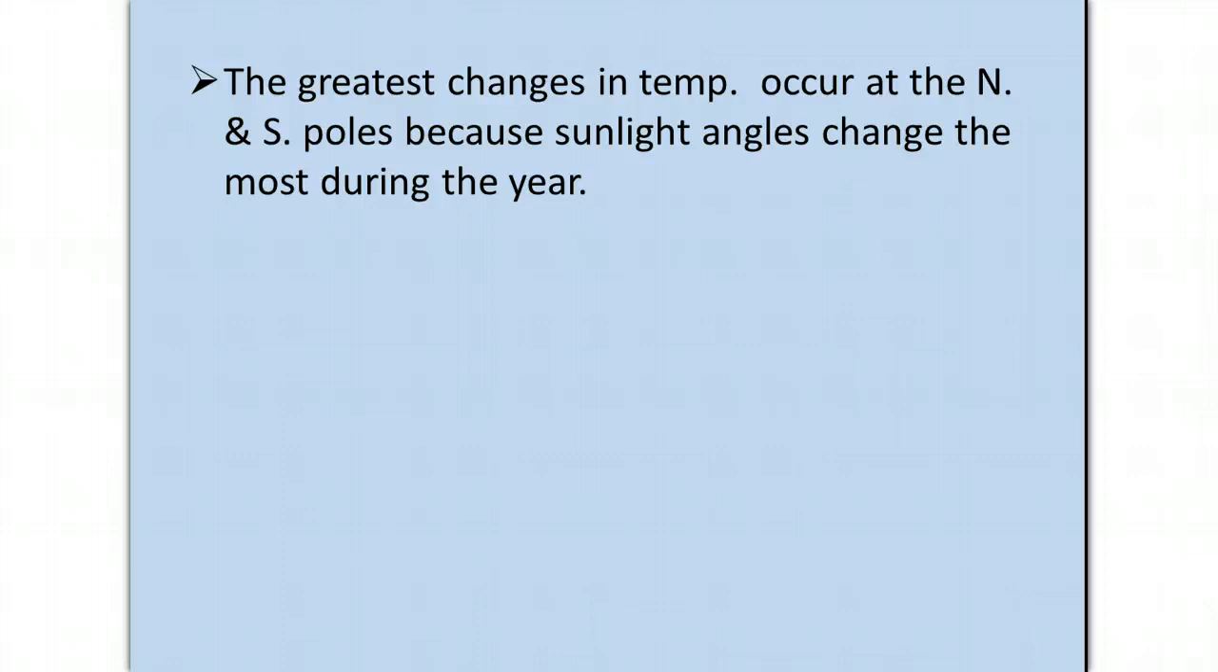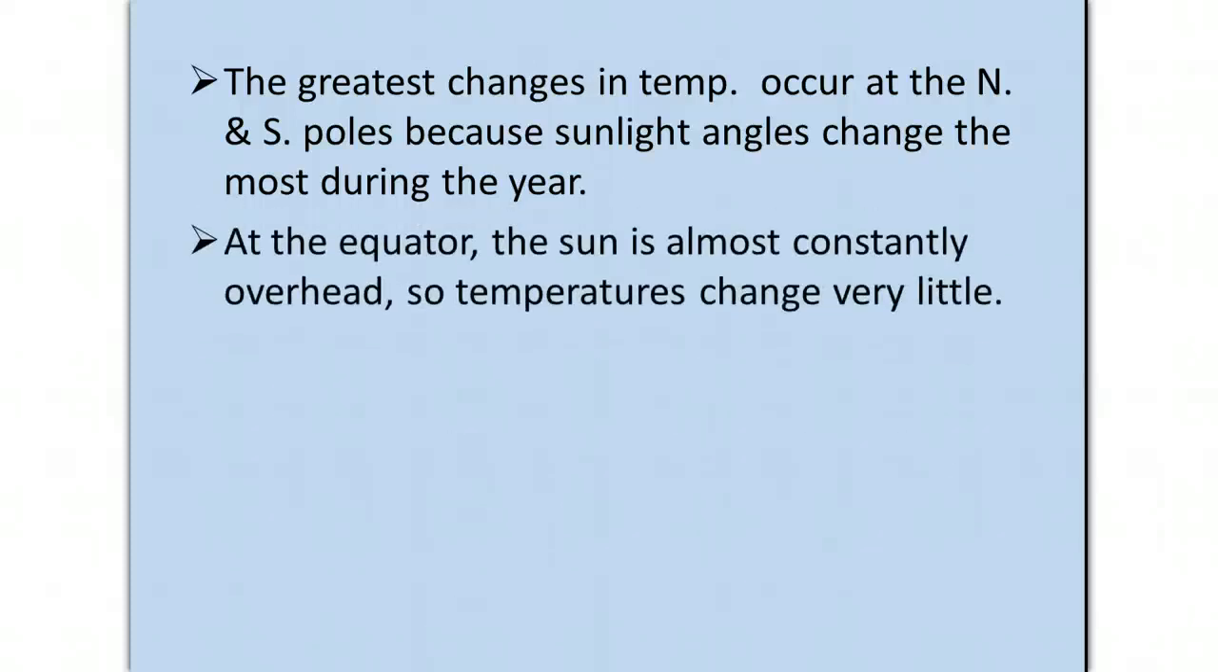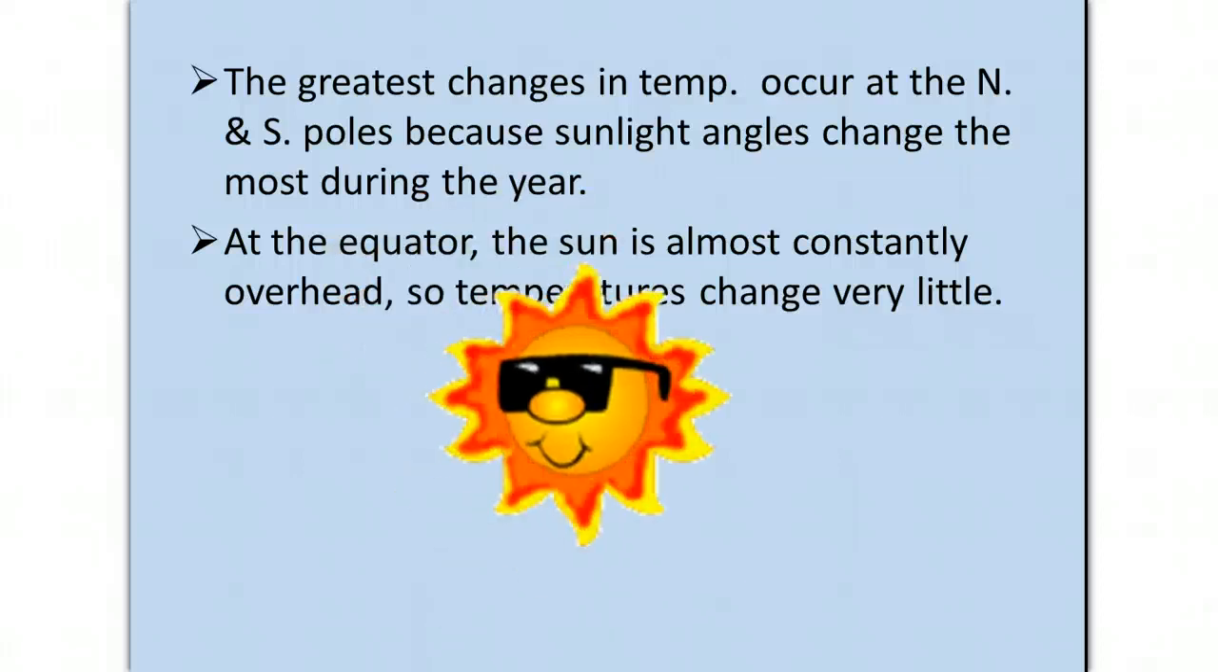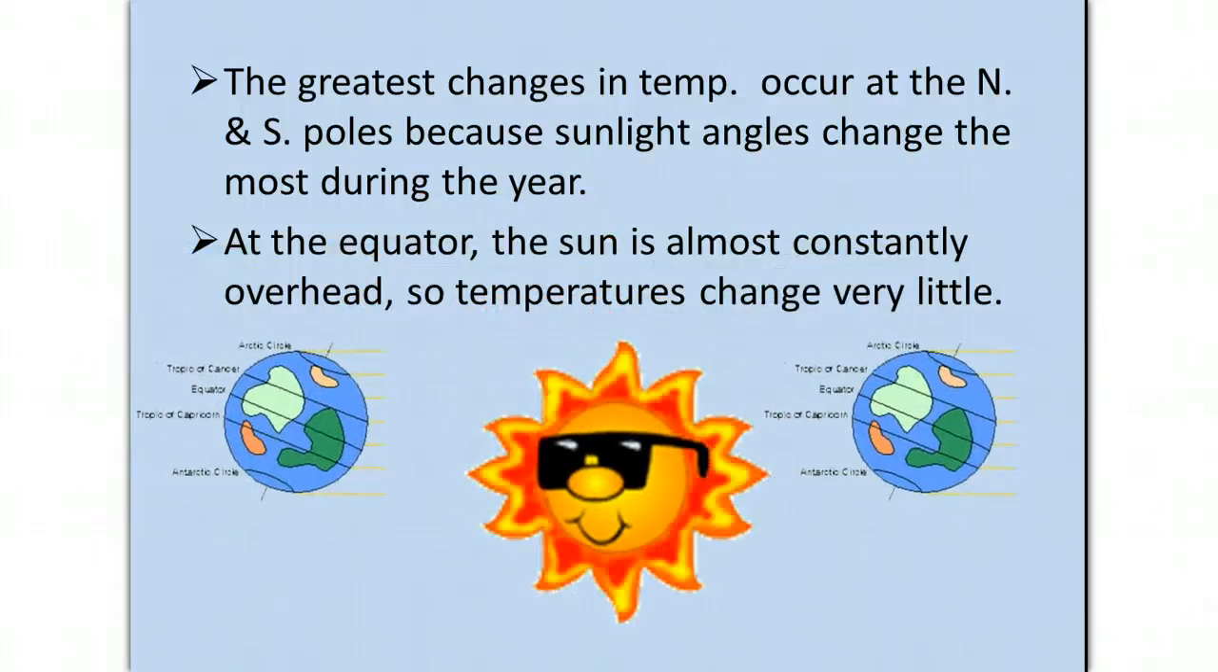So the greatest changes in temperature occur at the north and south poles, because the sunlight angles change the most during the year. And at the equator, the sun is almost constantly overhead, so temperatures change very little. So let's take a look at what that looks like.